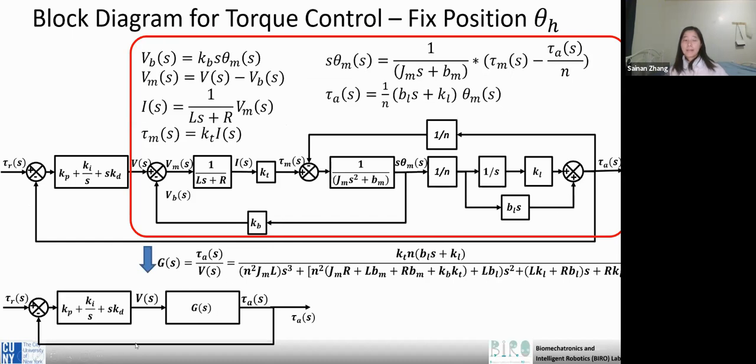We will get this, and G(s) equals tau A over V(s). This transfer function is the bandwidth transfer function, and you will use it. You will need to derive it and describe it in your final project report.